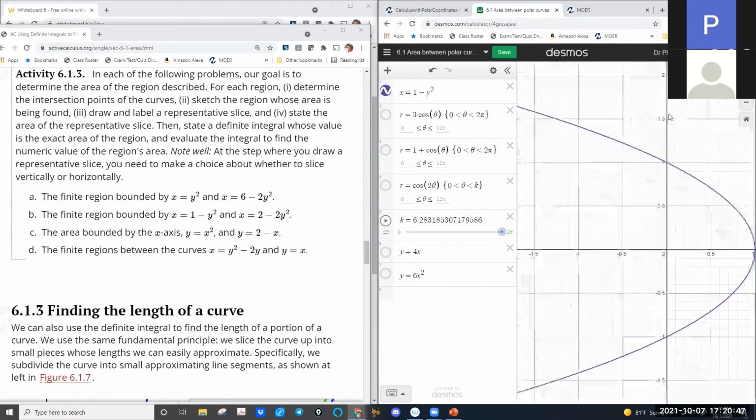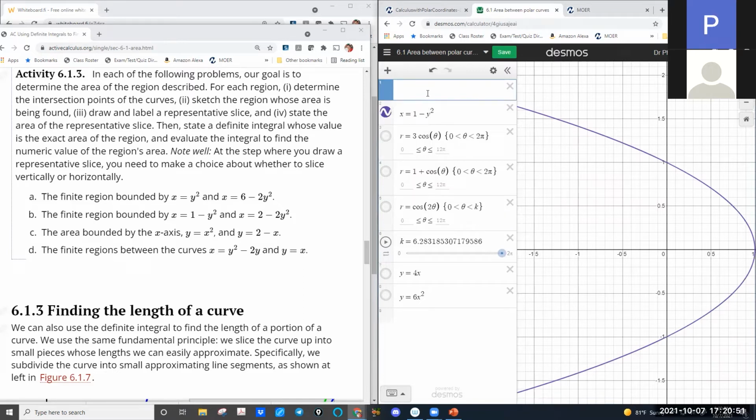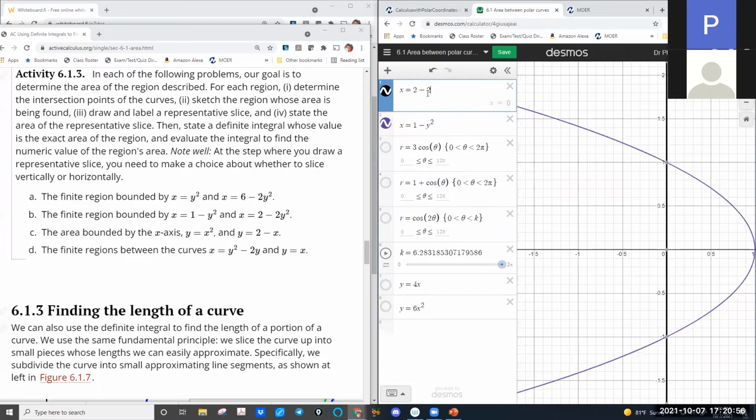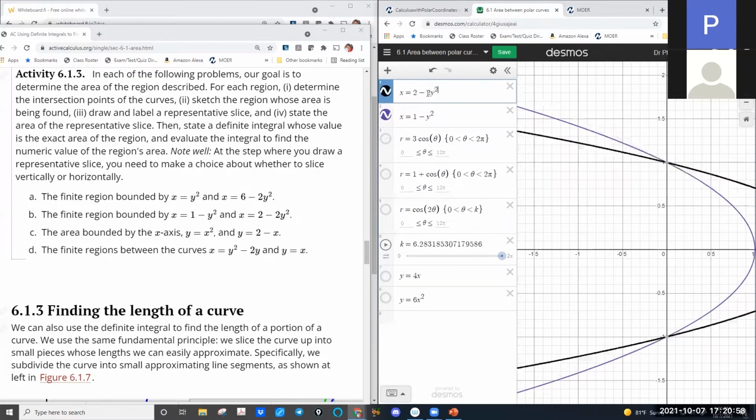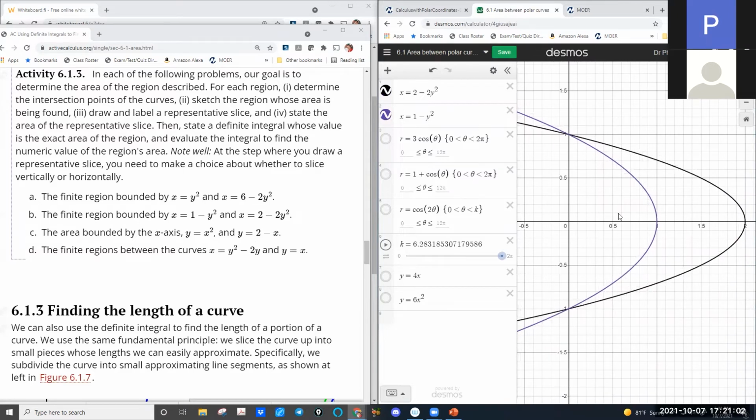We get a sideways parabola, the first one. Second one's also a quadratic, so we're going to expect another one. X equals 2 minus 2y squared. And we see that we have an area between the two of them. All right.